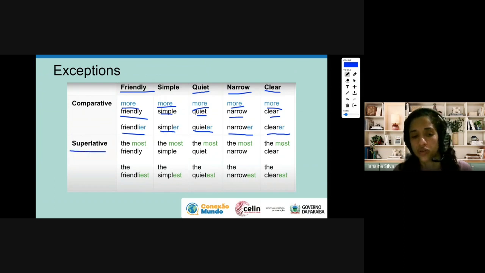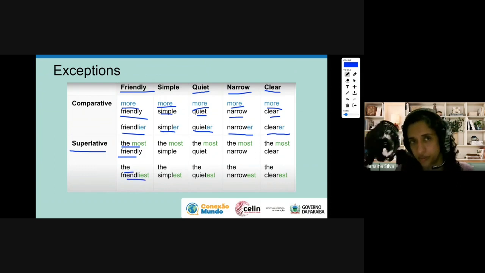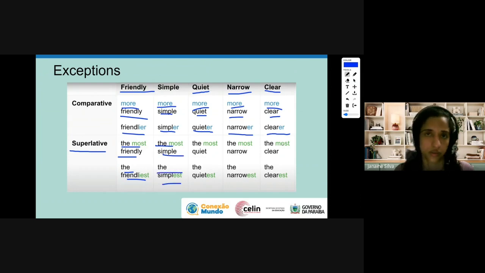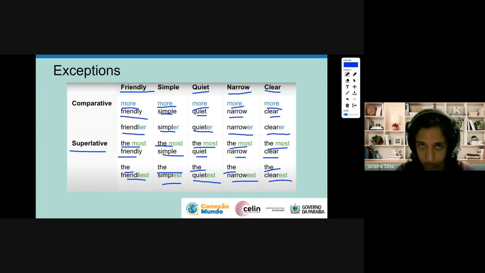Now, if you need to use a superlative form, you can use both forms too. So I can say the most friendly or the friendliest. We can say the most simple or the simplest. The most quiet or the quietest. We can say the most narrow or the narrowest. We can use the most clear or the clearest.